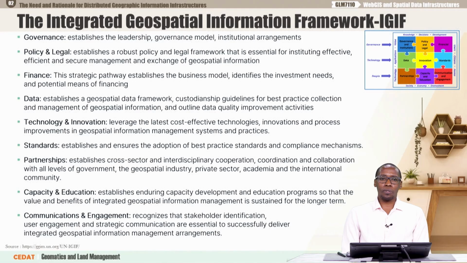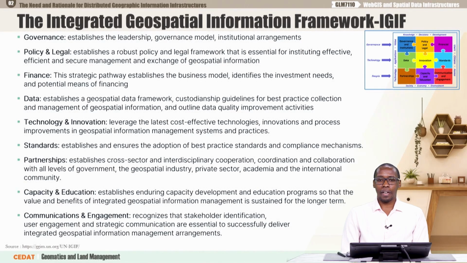So let's delve into the integrated geospatial information framework. Like we said, it has 9 strategic pathways. The first pathway is about governance. So it establishes leadership and a governance model and institutional arrangements. For example, we said different institutions generate data. But what are their obligations as far as sharing this data, as far as managing this data, maintaining it, updating it?